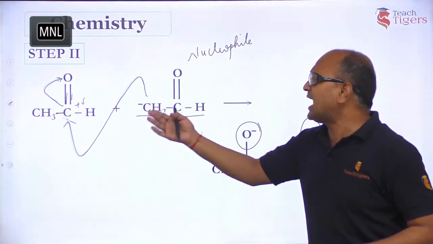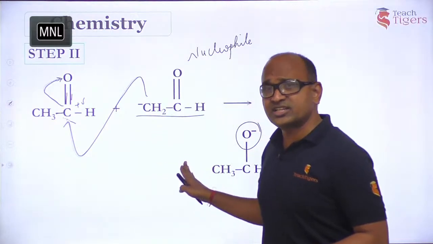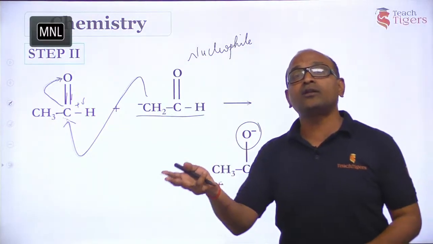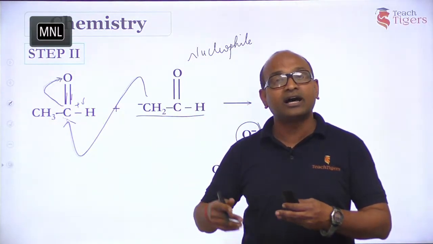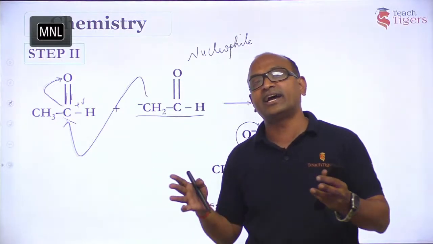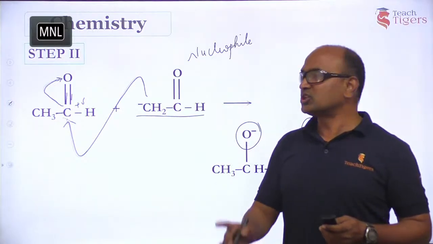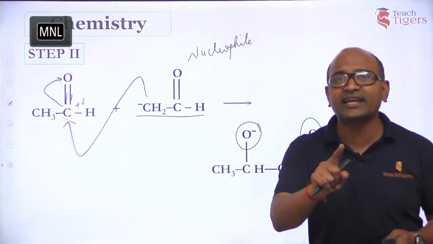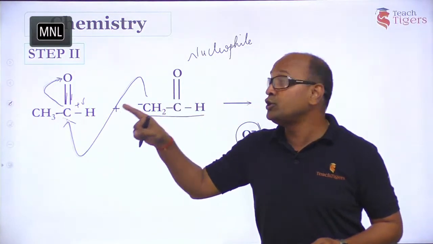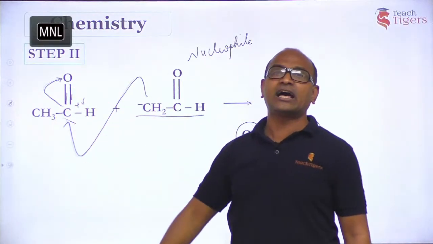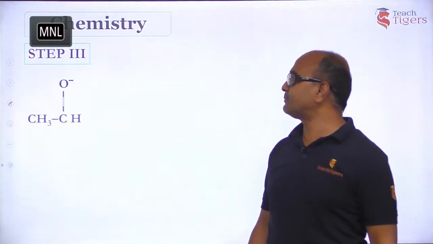Now as long as there are alpha hydrogens in the product, this keeps on reacting with the other species. Till all the hydrogens are removed, the aldol reaction keeps on continuing. So the first step was formation of enolate ion. Second step is the nucleophilic attack on the carbonyl carbon. Let's see the third step now.